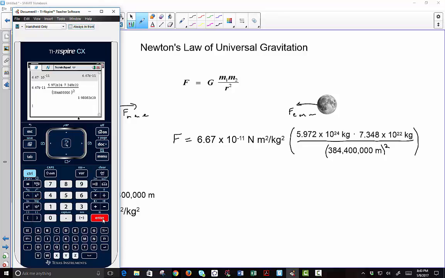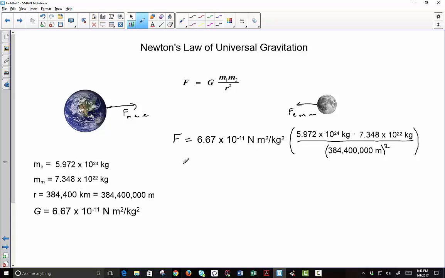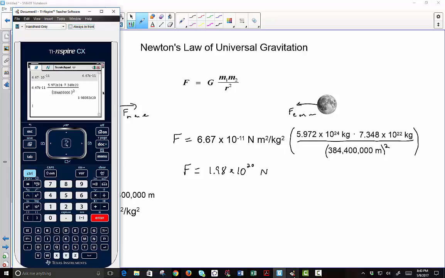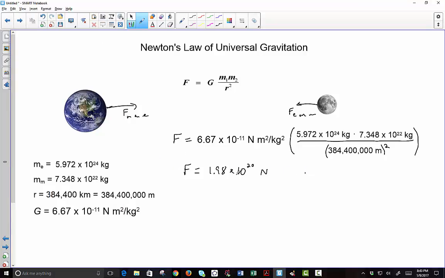Squared, enter. So we get the force is going to be 1.98 times 10 to the 20th newtons. You double check that. So 1.98 times 10 to the 20th, and I can check and make sure everything looks good. Yeah, everything looks good. So big force, right? We have times 10 to the 20th.